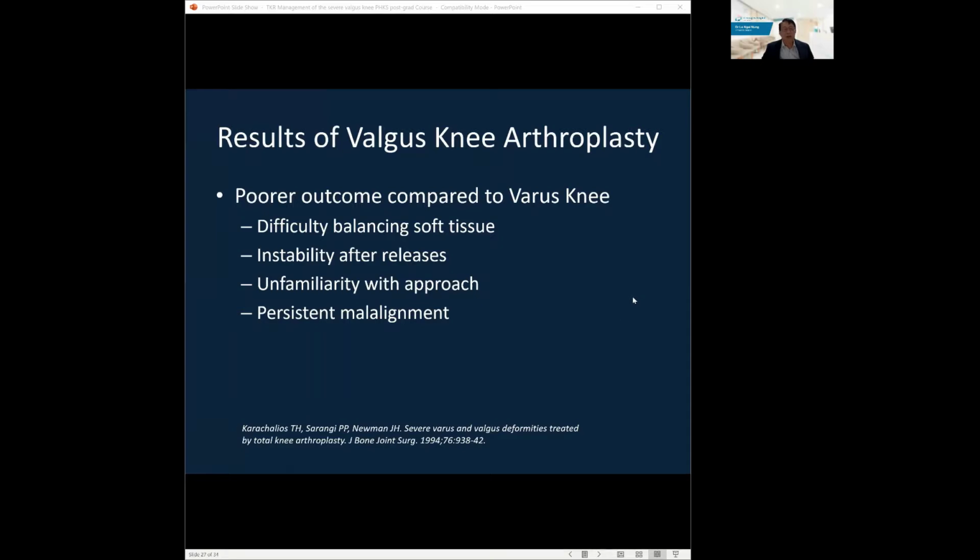Results. Well, results of the valgus knee arthroplasty are usually reported to be poorer generally compared to the varus knees. And the reasons would be because of difficulty in balancing the soft tissue, often some asymmetric instabilities resulting after releases, sometimes because we are unfamiliar with the soft tissue approach, the releases and the approach, and at the end of the day, leaving the knee in a persistent malalignment.